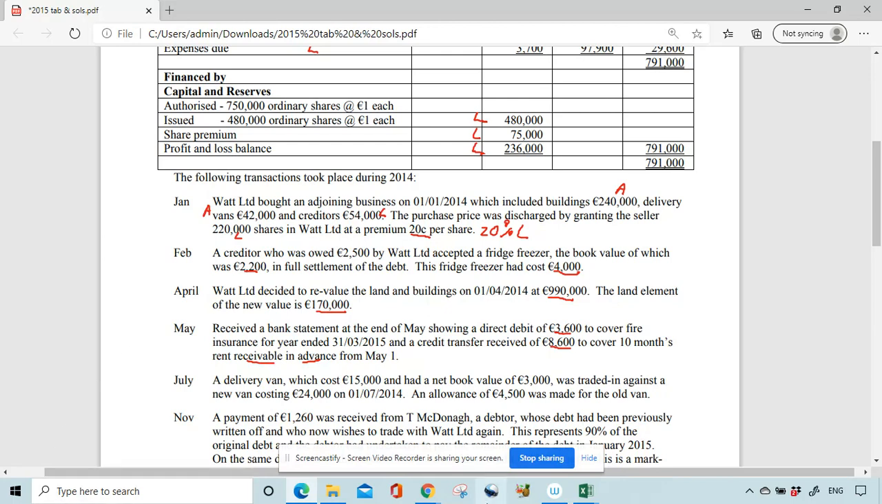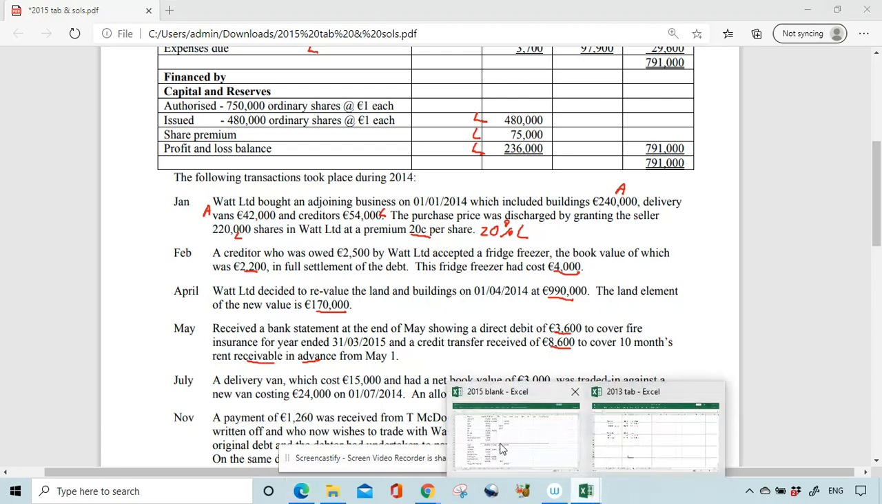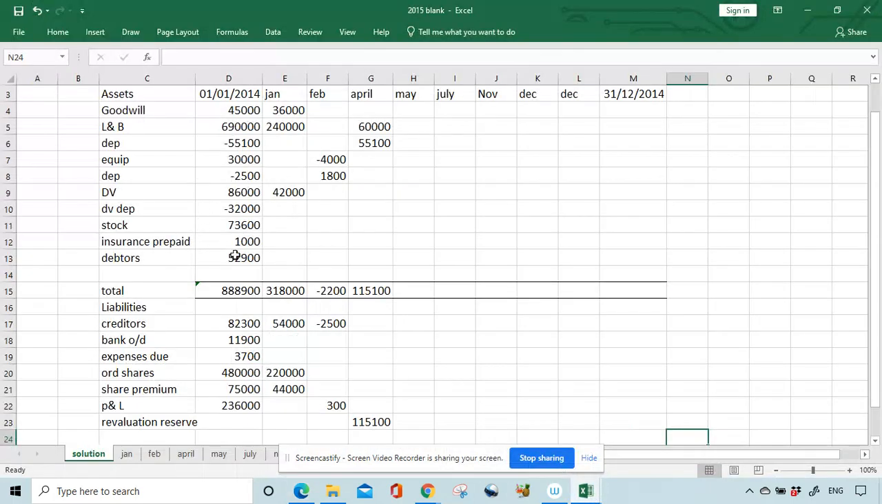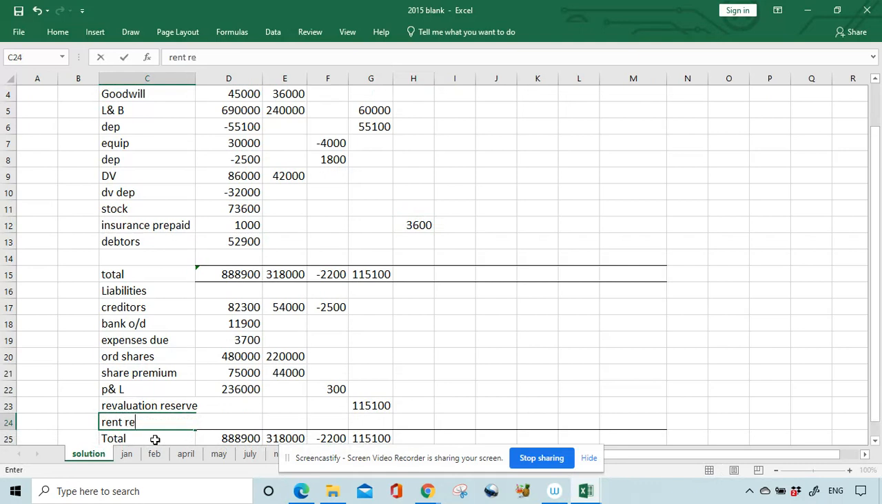So in our solution, we have an insurance prepaid figure up here. So the insurance amount is going to go up here. So it's going to be May, 3,600. And then in our bank, we're going to add in a new one for rent received. Rent received. And that is going to be 8,600.